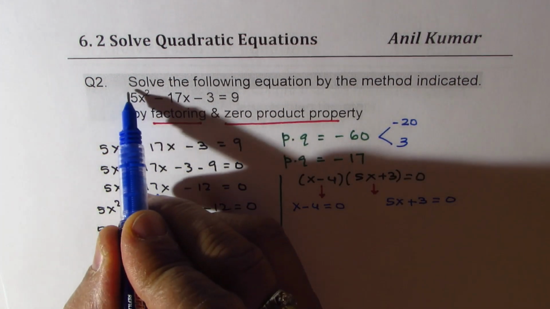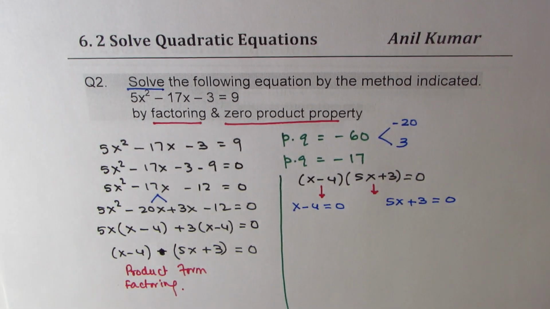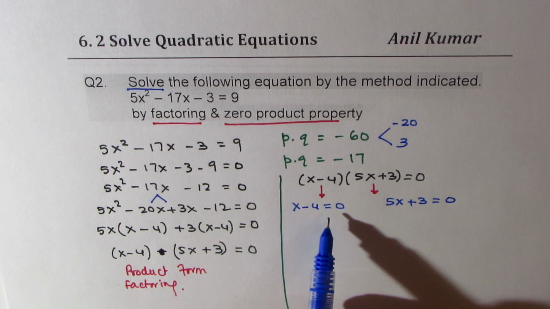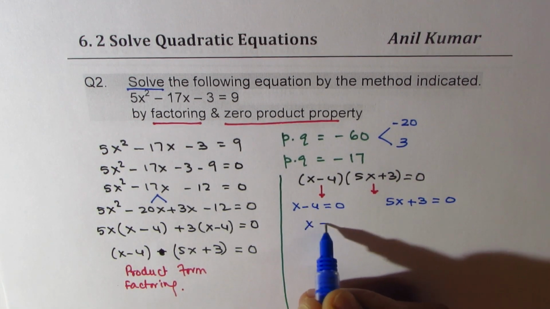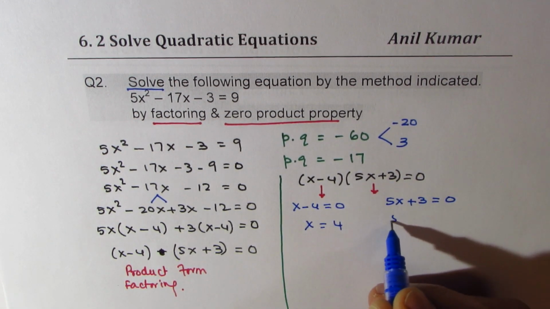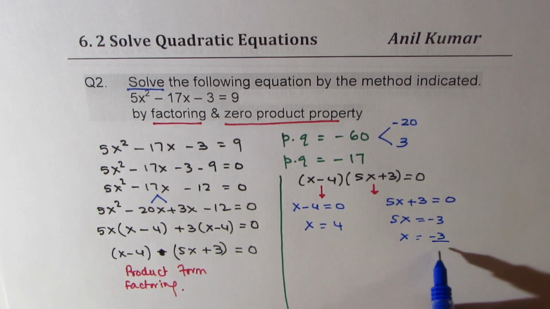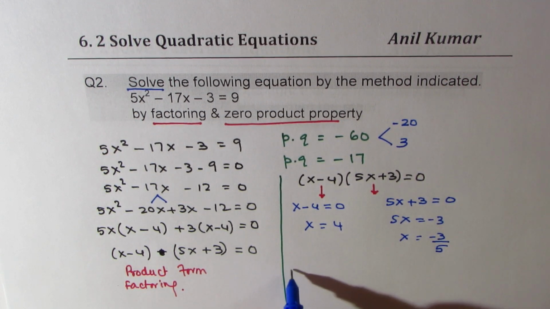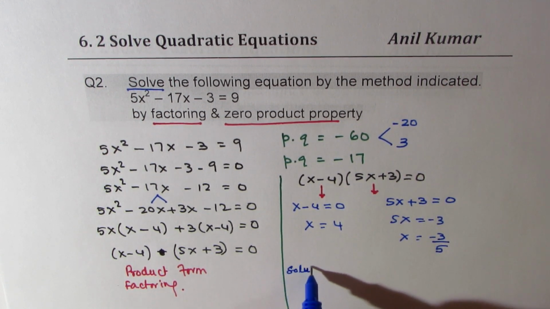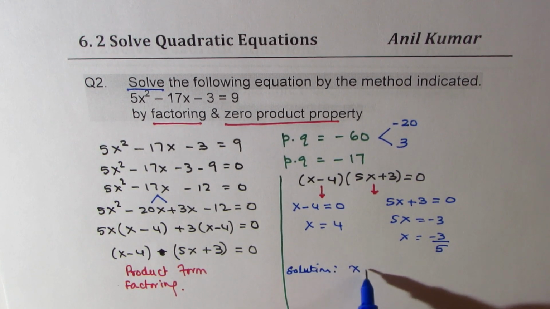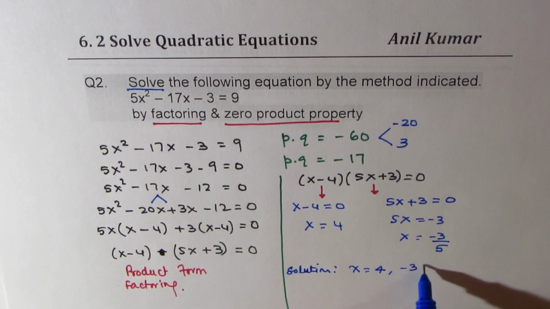Now we are looking for all the solutions. Since it is just solve, right? We are looking for all the solutions. So we'll find what all are possible values. So we calculate both. This gives you x equals to 4, and that gives you 5x equals to minus 3, or x is equals to minus 3 over 5. Do you see that? And so we get our solution. So our solution here is x equals to 4 or minus 3 by 5. Perfect. So that is how you can solve by this method of factoring and zero product property.